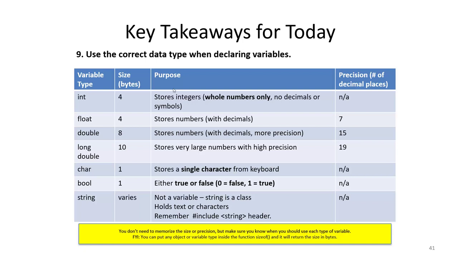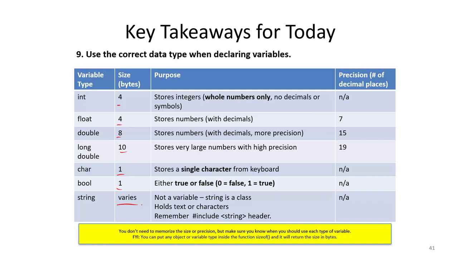All right, next key takeaway. Make sure you use the correct data type when declaring variables. In the previous section, you might have been wondering, well, what's an int? Or what's a double? Or why would I choose an int instead of a double? You don't need to memorize all these details about size and bytes, but you should know, in general, what each type of variable is designed to hold.